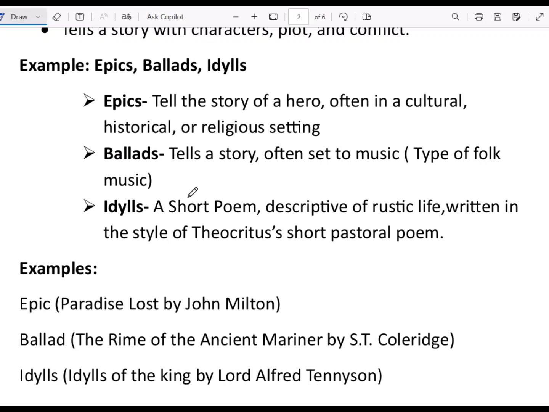Now there are idylls. What are idylls? An idyll is a short kind of poem that is descriptive of rustic life, written in the style of Theocritus' short pastoral poem. Here, why I have mentioned Theocritus' short pastoral poem is because in Homer's epics, or in Homer's poems, he has portrayed hero-like qualities. But in idylls, there is a description of rustic life. Okay, it's a pastoral kind of poem.